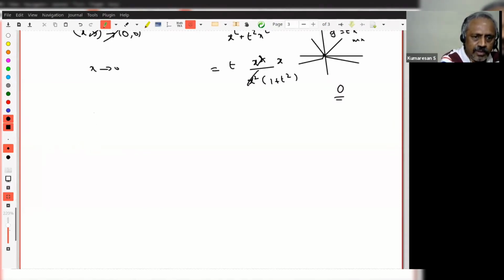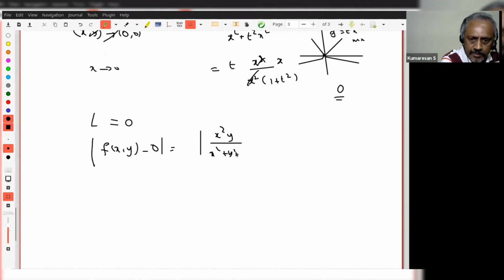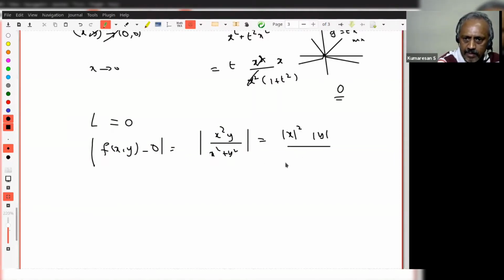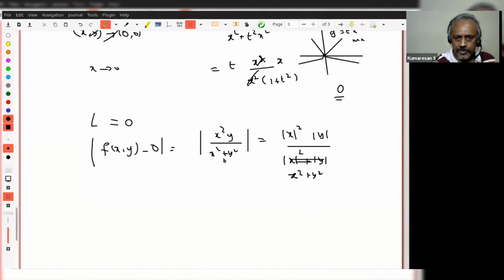So what do I want to do? I guess the limit is 0. Then I want to prove it, so I estimate f(x, y) minus 0. What is f(x, y)? It is x squared y by x squared plus y squared, and minus 0, therefore this one. This is what I have to estimate. This is mod x squared, mod y, by x squared plus y squared. I put a modulus because the denominator is always positive, non-negative. It's positive because (0, 0) is not allowed. Do all of you understand this?